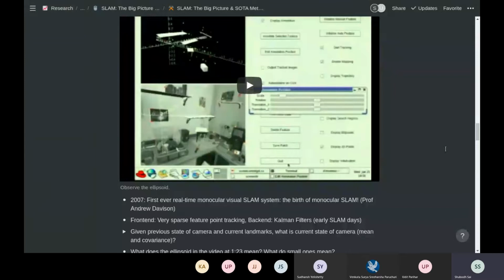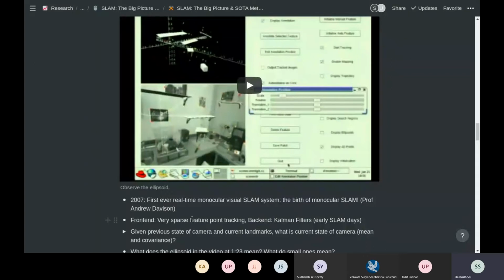The front end was very sparse feature point tracking, very sparse because we have seen even now it is very difficult. We have ORB-SLAM, and yesterday I briefly described how we use ORB-SLAM, and that has more priority compared to SIFT because ORB is faster, even though it's not as accurate as SIFT. So that is why back then, since it was like 13 years back, it was very sparse feature point tracking if you wanted real time.